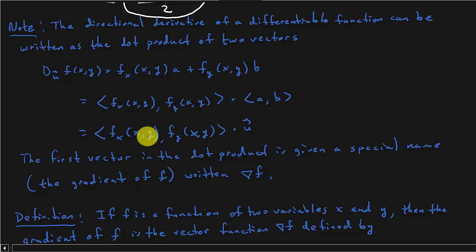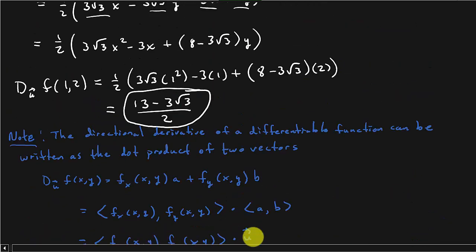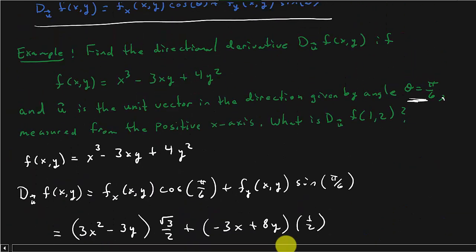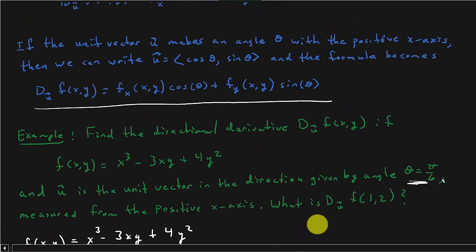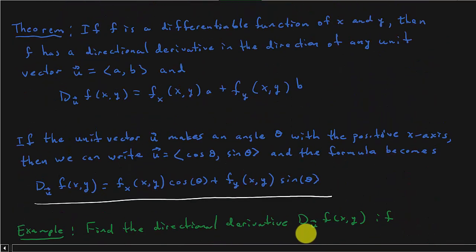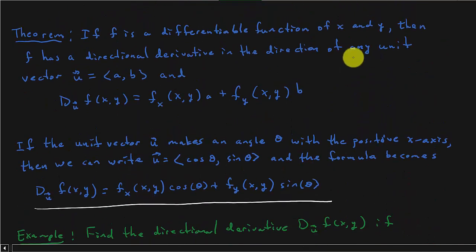Which is equal to the dot product of the gradient with what? AB. What did we say AB was up here? If I can find it. Let's see. Your unit vector, u.